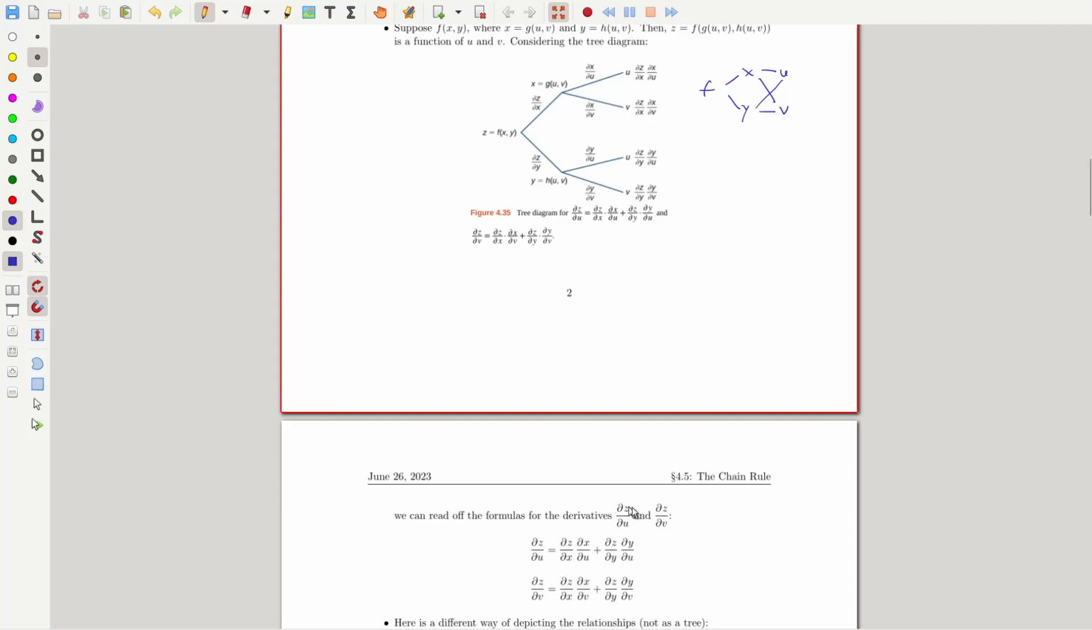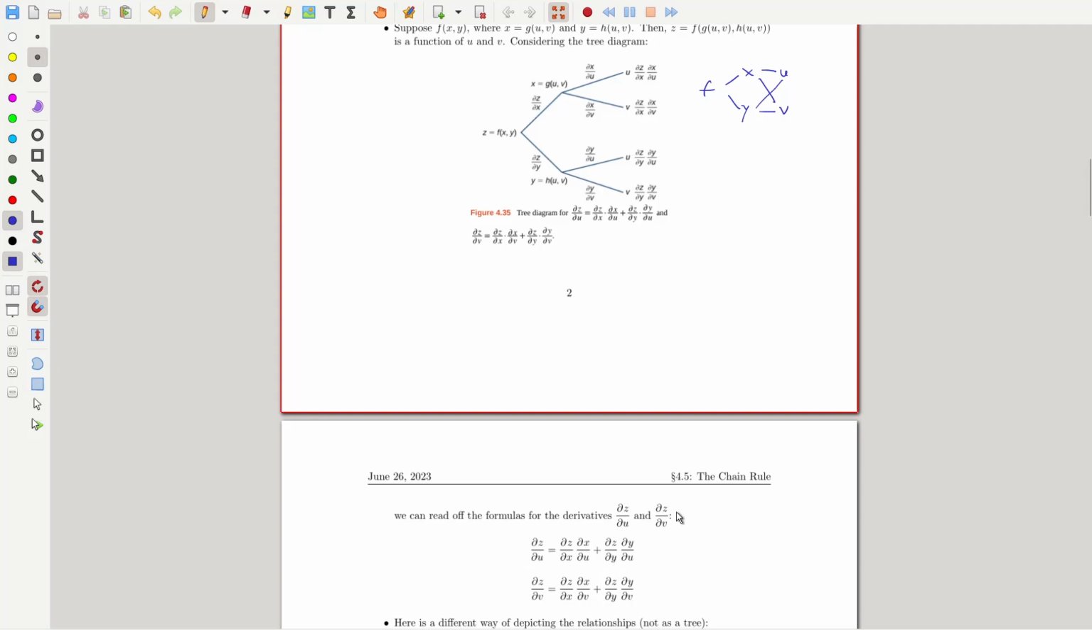So dz du and dz dv can be computed. Z, for whatever reason, the book switches letters. I would just call it df du and df dv, but it calls it z. So, okay, if we're taking the u derivative, then there are two ways to get to u. There's a way that crosses through x and a way that goes through y. And in this tree diagram, it would be this branch and that branch. So you have dz dx, dx du, and dz dy, dy du, which is the first line there.